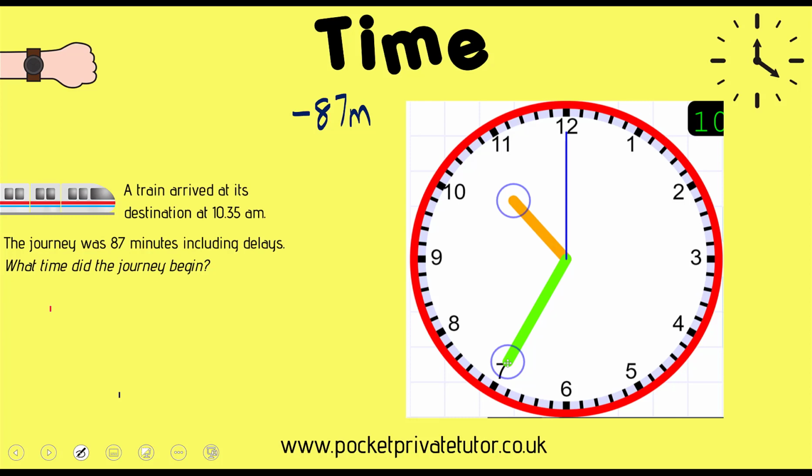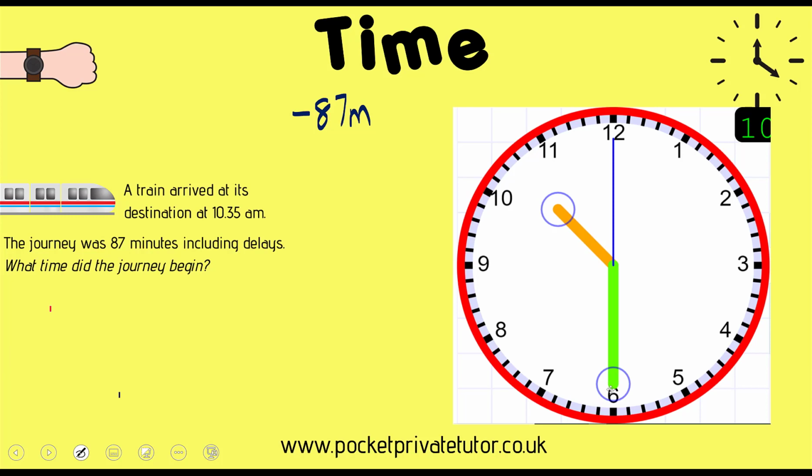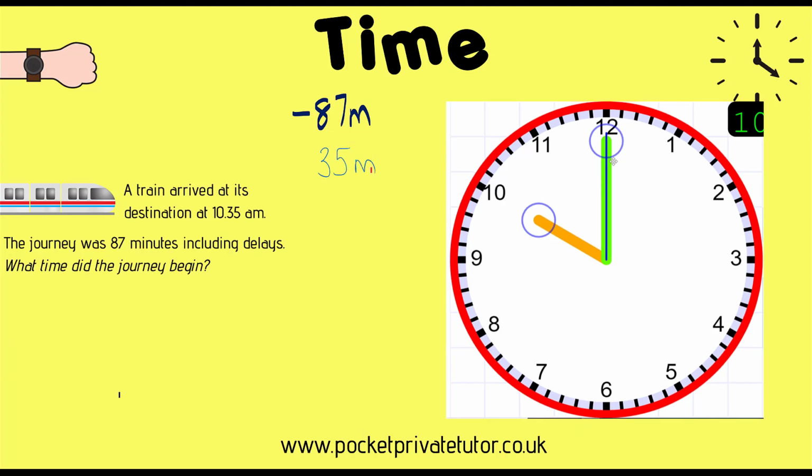Now from 10:35, I could jump back to 10 o'clock, and that would be 35 minutes. So of my 87 minutes, I've now jumped back 35. Now I can see with 87 and 35, you could either keep jumping up in 5 minutes or 10 minutes, but I can see that I still definitely have enough space for another 50 minutes.